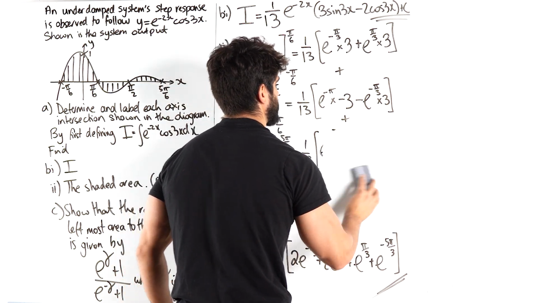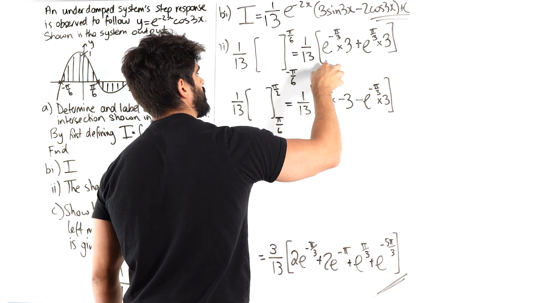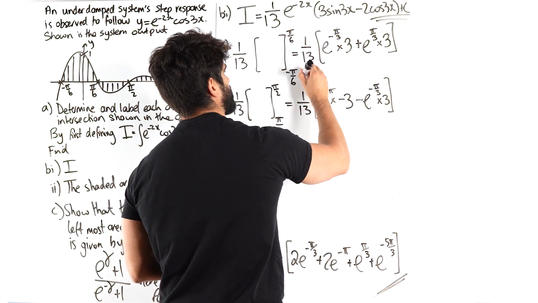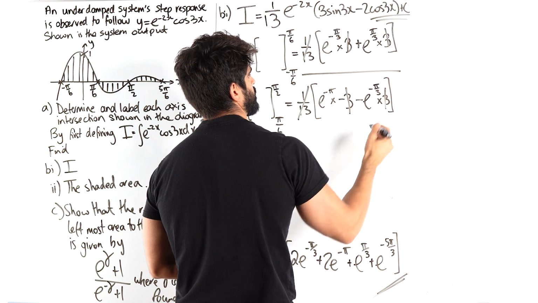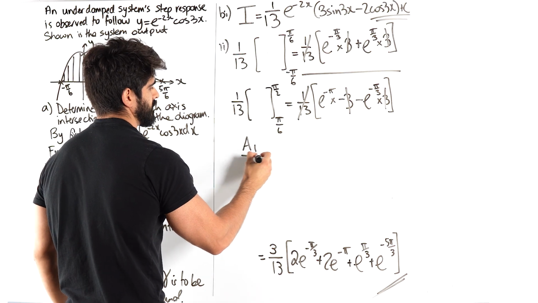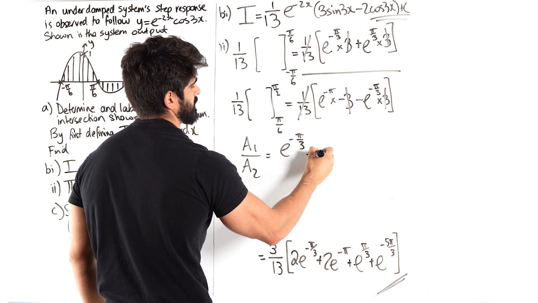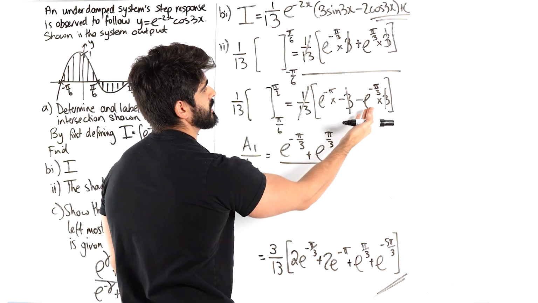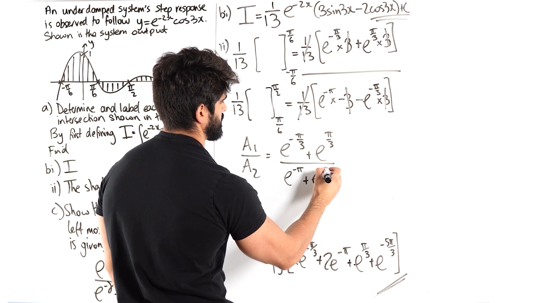Now another thing we have to consider is that this I need to make positive. So let's pretend it's a whole new question and I'm dividing these. The 1 over 13s cancel, all the 3's cancel. So if I just call that A1 and A2, A1 divided by A2 is e to the minus pi over 3 plus e to the pi over 3 divided by, now I need to make both of these positive, so e to the minus pi plus e to the minus pi over 3.